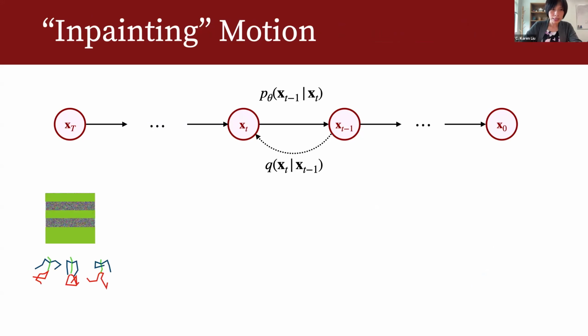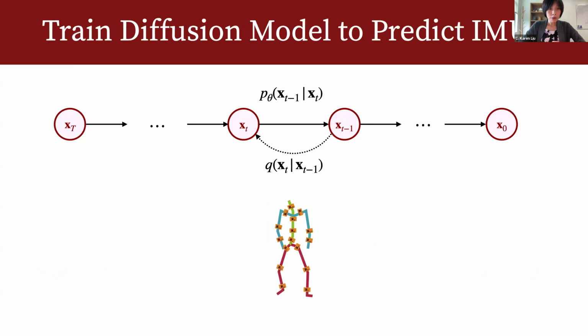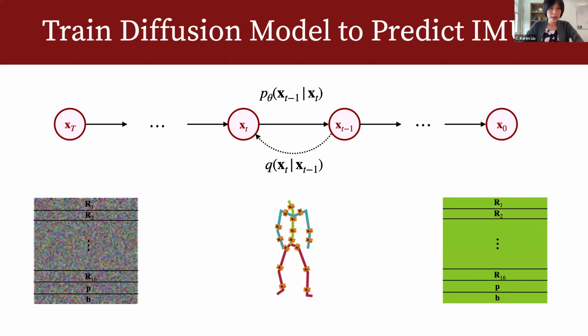So here you can see that the green rows indicate the data that you provided, the upper body motion, and we want the diffusion model to give us the missing lower body, so that the whole motion will look natural and harmonized. All right. So for our project, we will train the diffusion model to predict the full set of IMUs, which consists of 16 IMUs. And each row here is the state of an IMU over time. So we have the full set of IMUs during training.